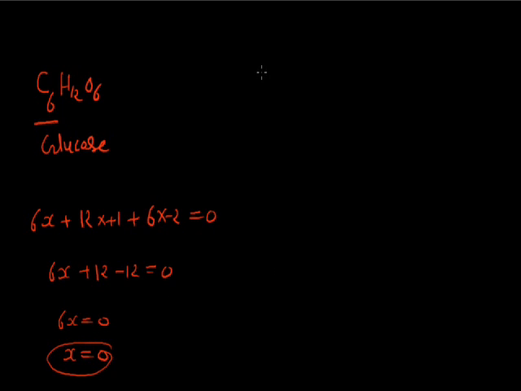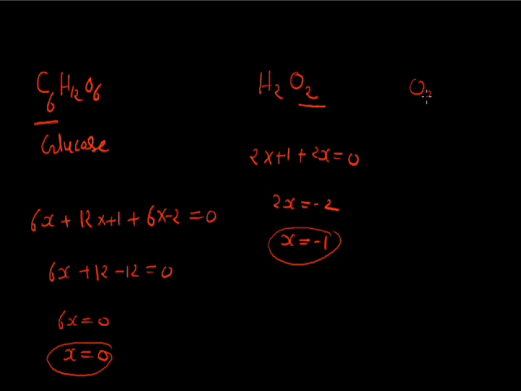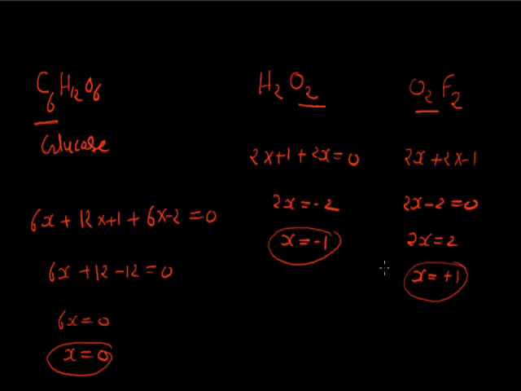Now if we take the example of H2O2, hydrogen peroxide, finding the OS of the oxygen. Now hydrogen is 2 into plus 1 plus 2x equals 0. So 2x equals minus 2 and x becomes minus 1. Now if we take the example of O2F2, finding the OS of oxygen, now 2x plus 2 into minus 1, since fluorine is a halogen, its OS becomes minus 1. Now 2x minus 2 equals 0. So 2x equals 2, x becomes plus 1. So we can see that in this example, the OS of the oxygen becomes plus 1.